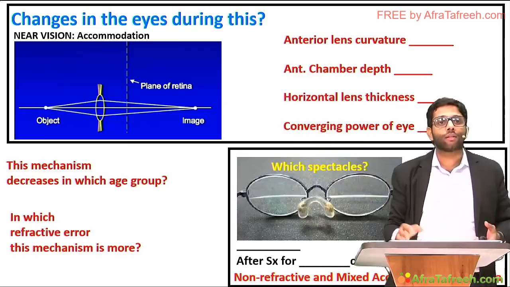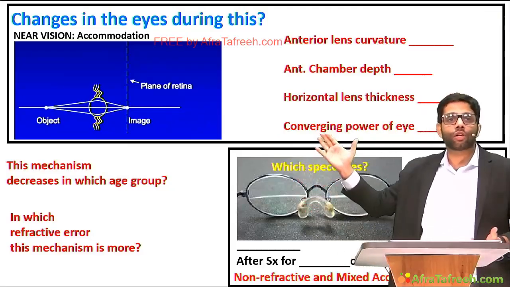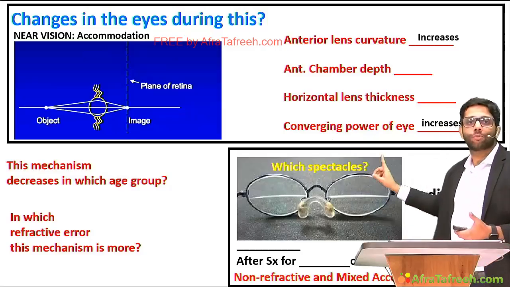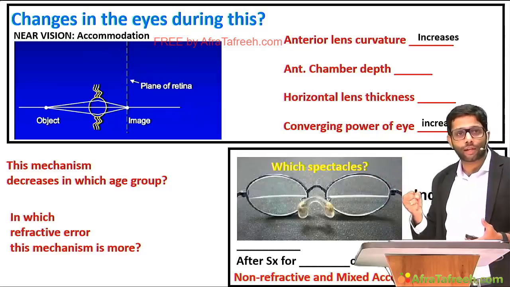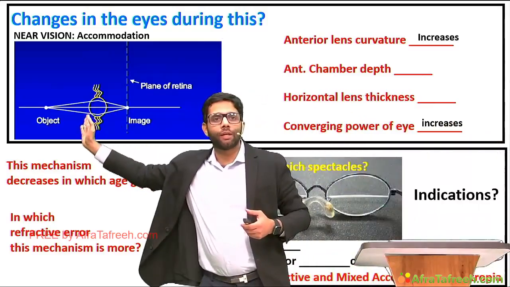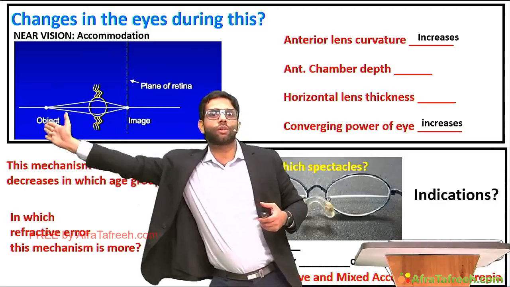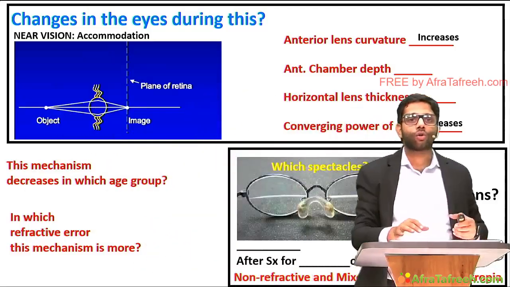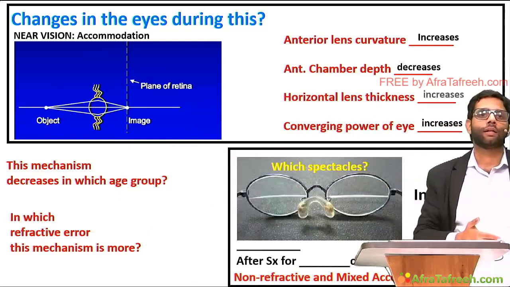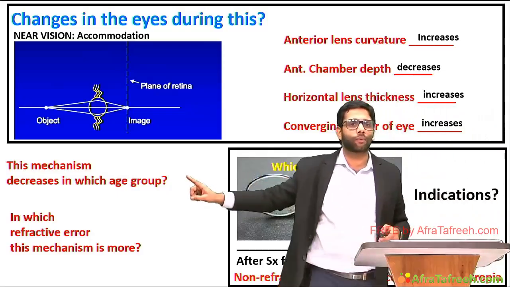How? The ciliary body contracts, zonules relax. The curvature of the lens anteriorly increases. That increases the converging power of the eye. Ciliary body contracts, zonules are relaxing. Anterior chamber depth will be shallow because the lens anterior curvature is towards the cornea. Horizontal thickness increases, vertical thickness will decrease. That is accommodation. But this is because of the lens.